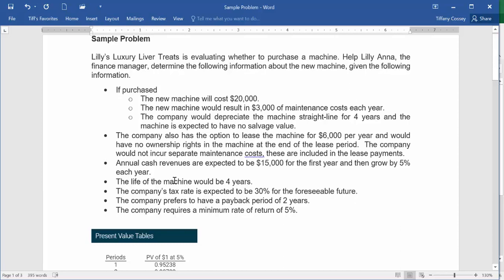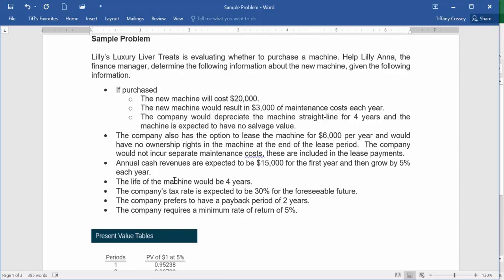If the company also has the option to lease the machine for $6,000 per year and would have no ownership rights in the machine, that means that it's an operating lease. If a company leases something and doesn't own it, then it's an operating lease and you can deduct the full value of the operating lease payments. If the company ends up having ownership rights in it at the end, it means that it's a financing lease and you treat it like it's a rent-to-own situation, in which case the full value of the lease payments could not be deducted and the company could only deduct depreciation. But in this case, it is an operating lease. We get to deduct the full value of the lease payments, which are $6,000.